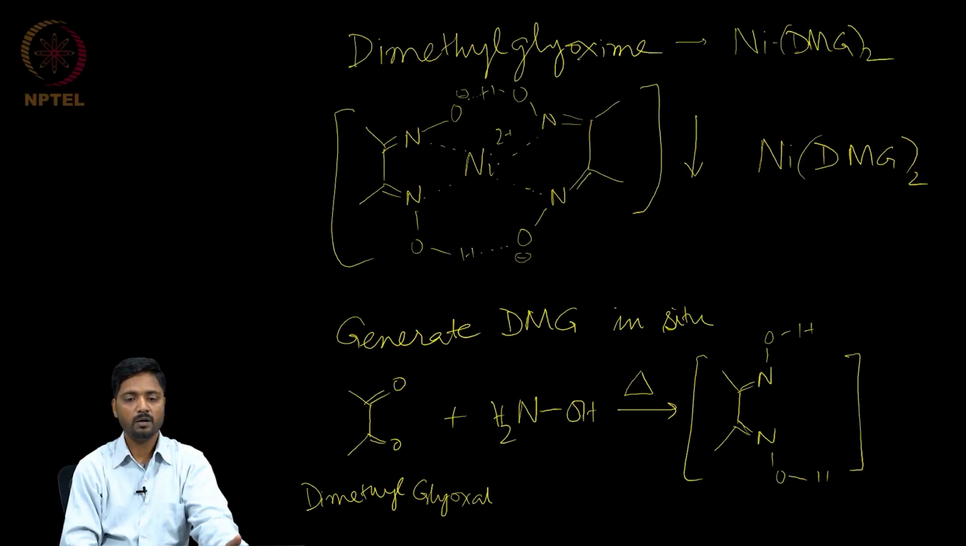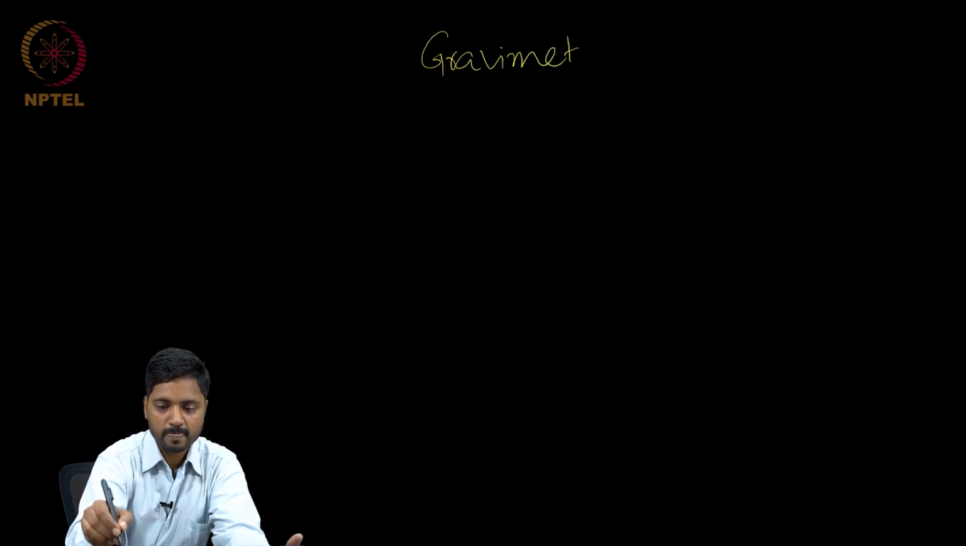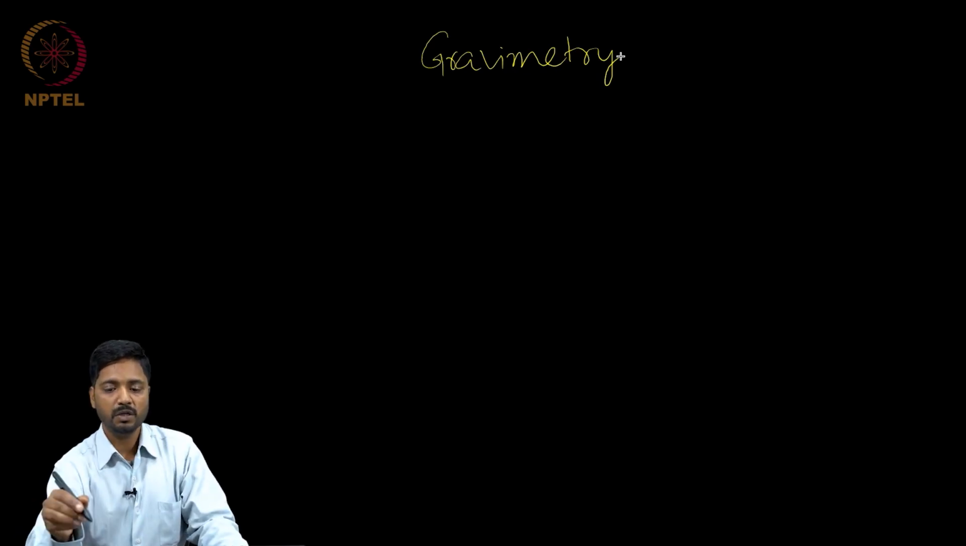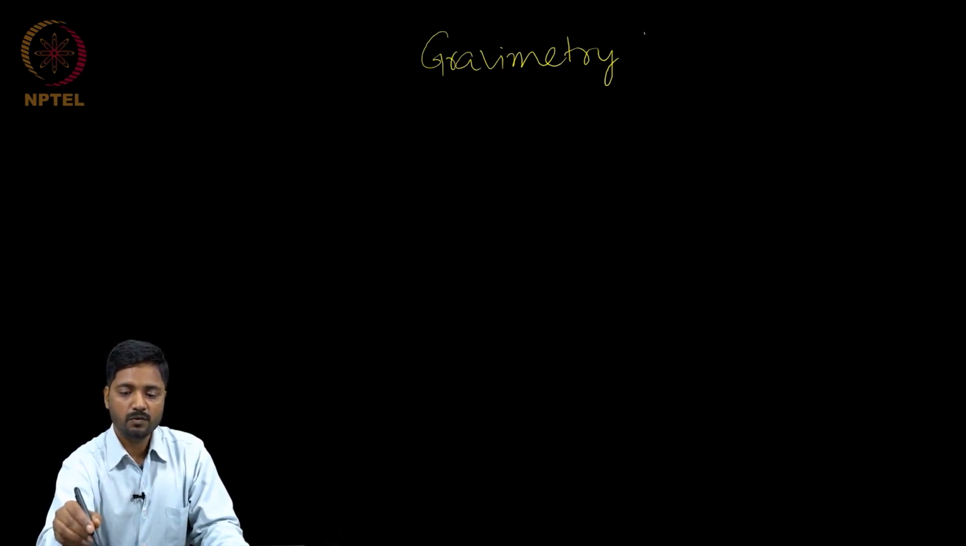Now, one type of gravimetry which is a little counterintuitive is what is known as volatilization gravimetry.